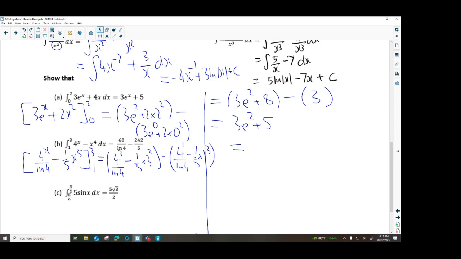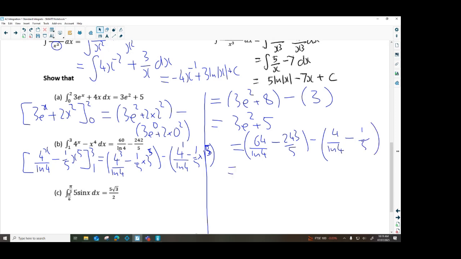Well, 4 cubed over ln 4 is therefore 64 over ln 4. Take away 1/5 times 3 to the power, sorry, that should be a power 5, and that should be a power 5 there. That's my mistake. 1/5 times 3 to the 5 is 243 over 5. Subtract from the second bracket, 4 to the 1 is just 4 over ln 4 minus 1/5 times 1 to the 5 is just 1/5.